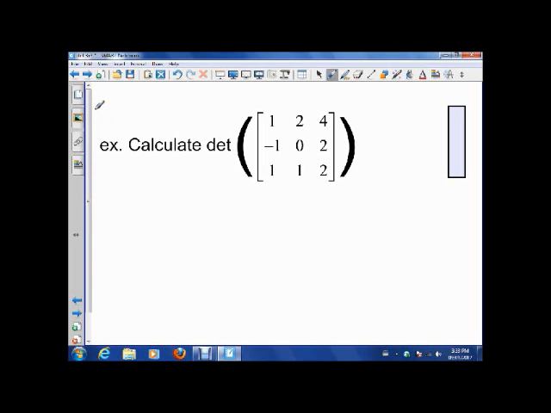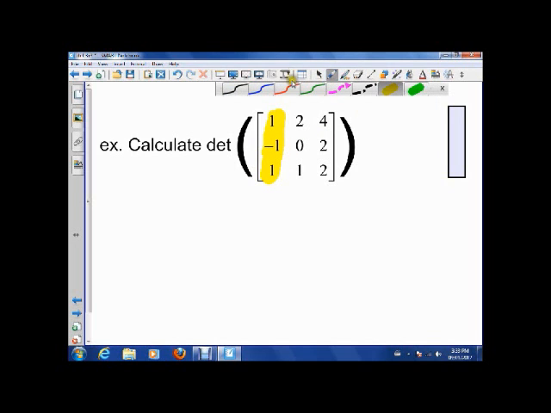So I want to find out the determinant of this matrix right here, okay? So the determinant is denoted by det and then that matrix, okay? So how we're going to do that is we're actually going to turn this determinant into a collection of other determinants, okay? So how we're going to do that is we're going to pick any row or column, okay? So for example, to start, let's pick this column right here, okay? So any row or column, okay?